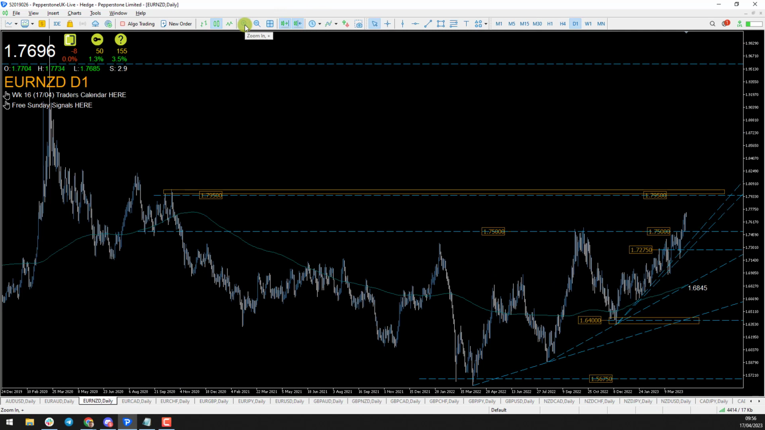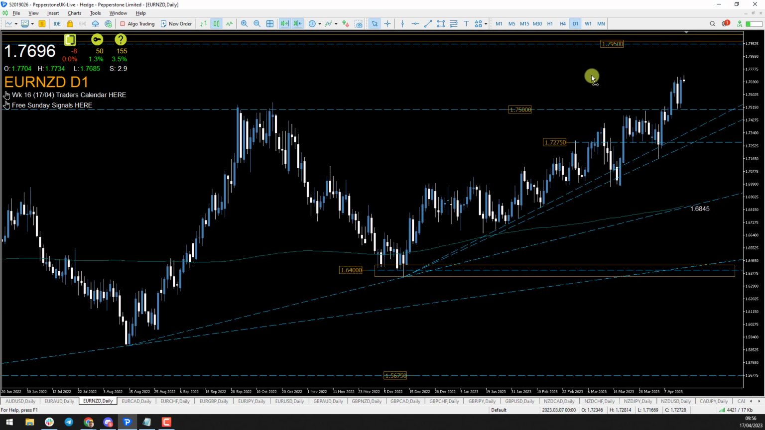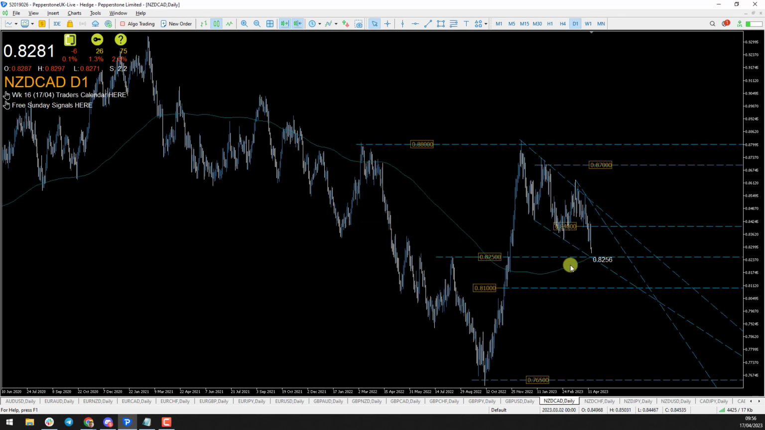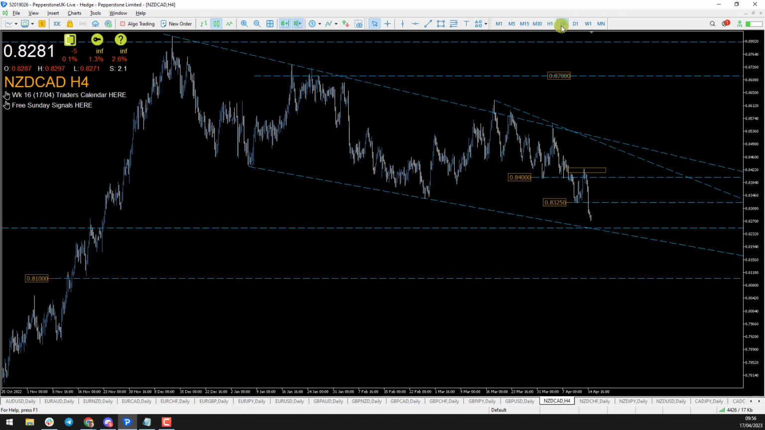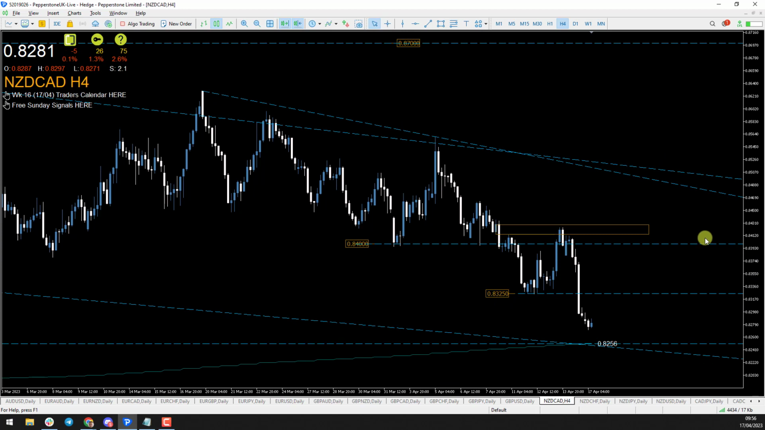See if we can get all the way back up into that 1.7950 handle. Alternatively, if you're looking at your Kiwi CAD, you're going to be looking to see if price can potentially break down towards the 0.8250 handle. Hopefully that all made sense.